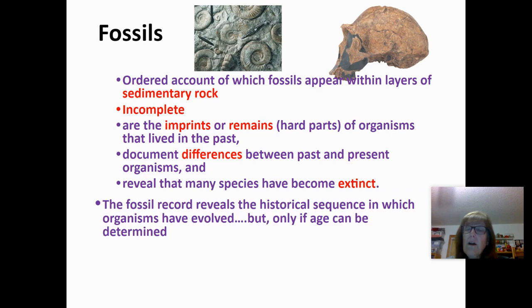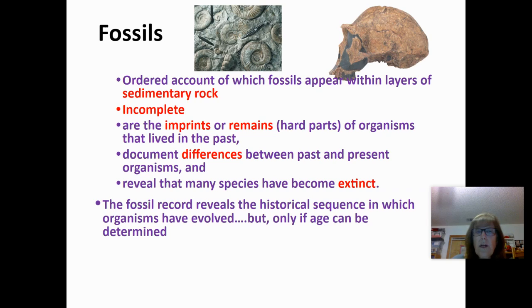So these fossils are imprints or remains. And keep in mind, when we talk remains, it's only the hard parts that withstand the passage of time, like the bones, your teeth, your hair, your nails. Those are the only things that survive. Your soft body parts don't survive generally. They would have to be frozen or something. And these fossils document the differences between past species and our present species. They also reveal that many of the species that have lived on Earth have actually become extinct.